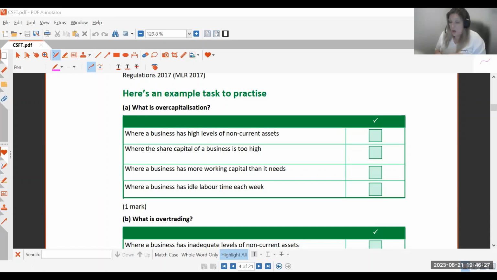So we're going to get started straight away. Task 5, A, multiple choice. Who doesn't love multiple choice for a level 4 task? I love them. So our first question is, what is overcapitalization?